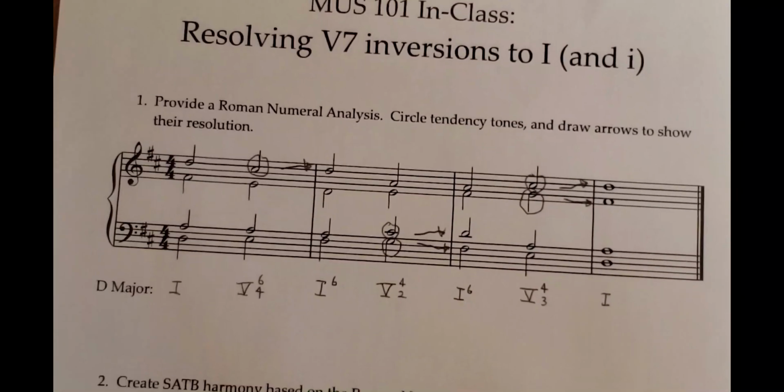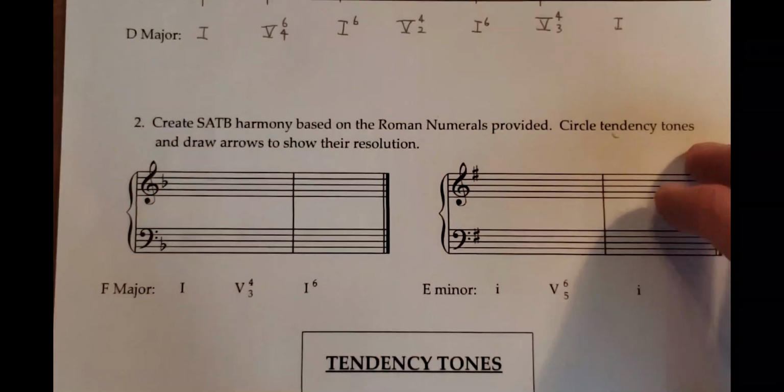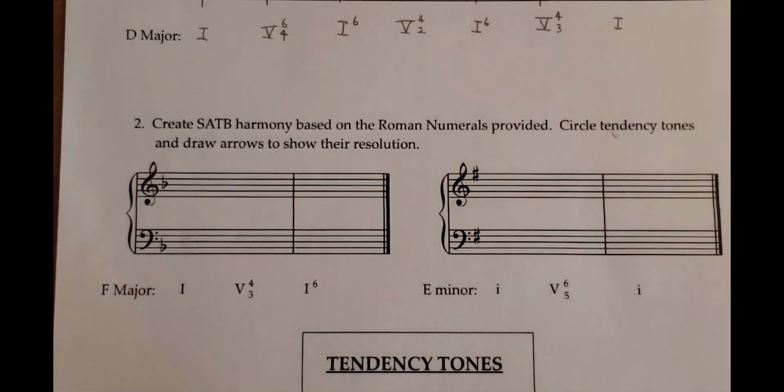So the bottom of the page asks us to do this in reverse, taking these Roman numerals and creating SATB harmony. Of course, our bass line is going to be given to us by the Roman numerals. There's going to be a lot of correct answers in the upper voices. I'll give you a second to give it a shot.